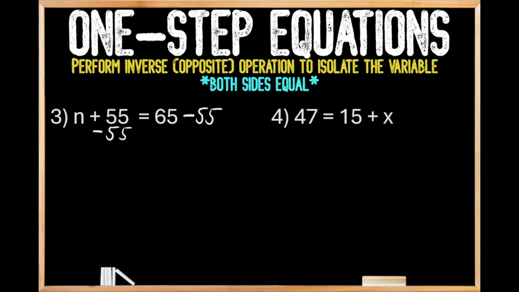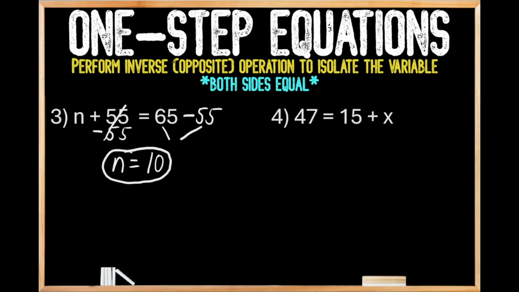So the left side of the equation, plus 55 and subtracting 55, cancel each other out, so now they have a value of 0. So we've isolated for n, and then for the right-hand side, we're going to subtract 55 from 65, which we know gives us 10. So n is equal to 10.